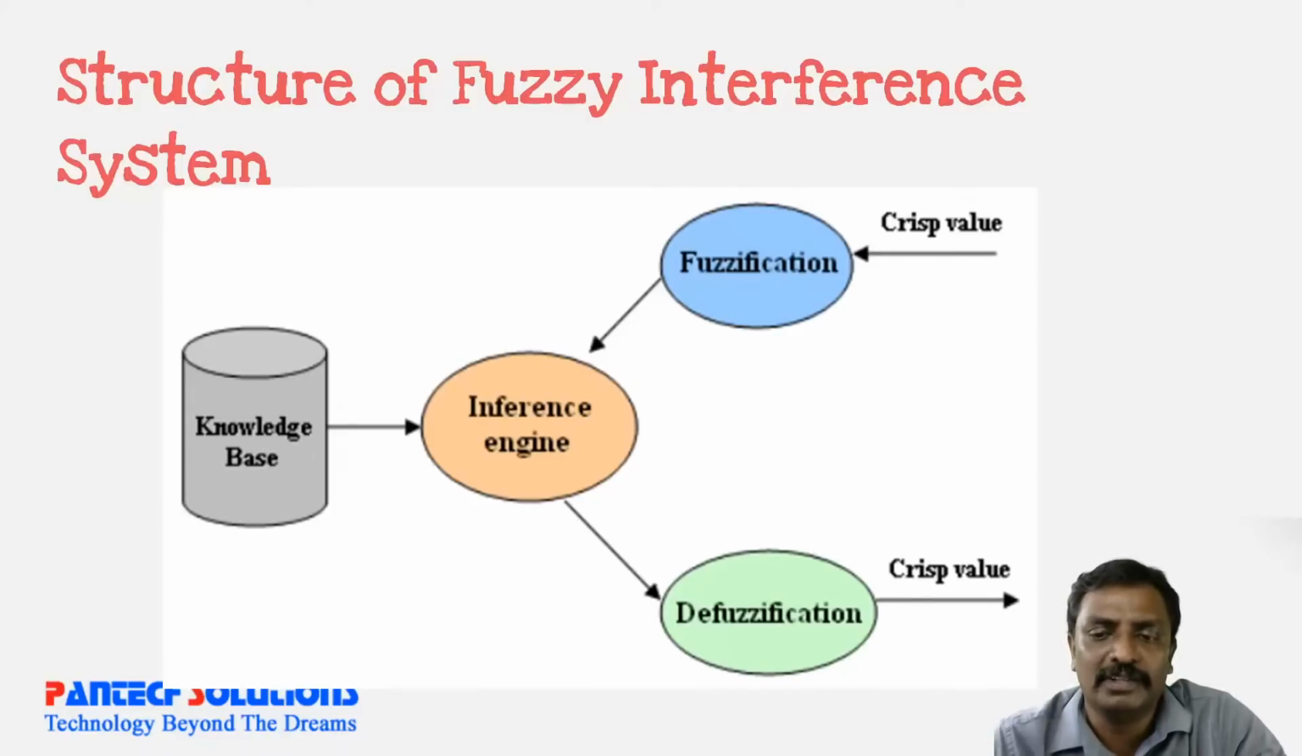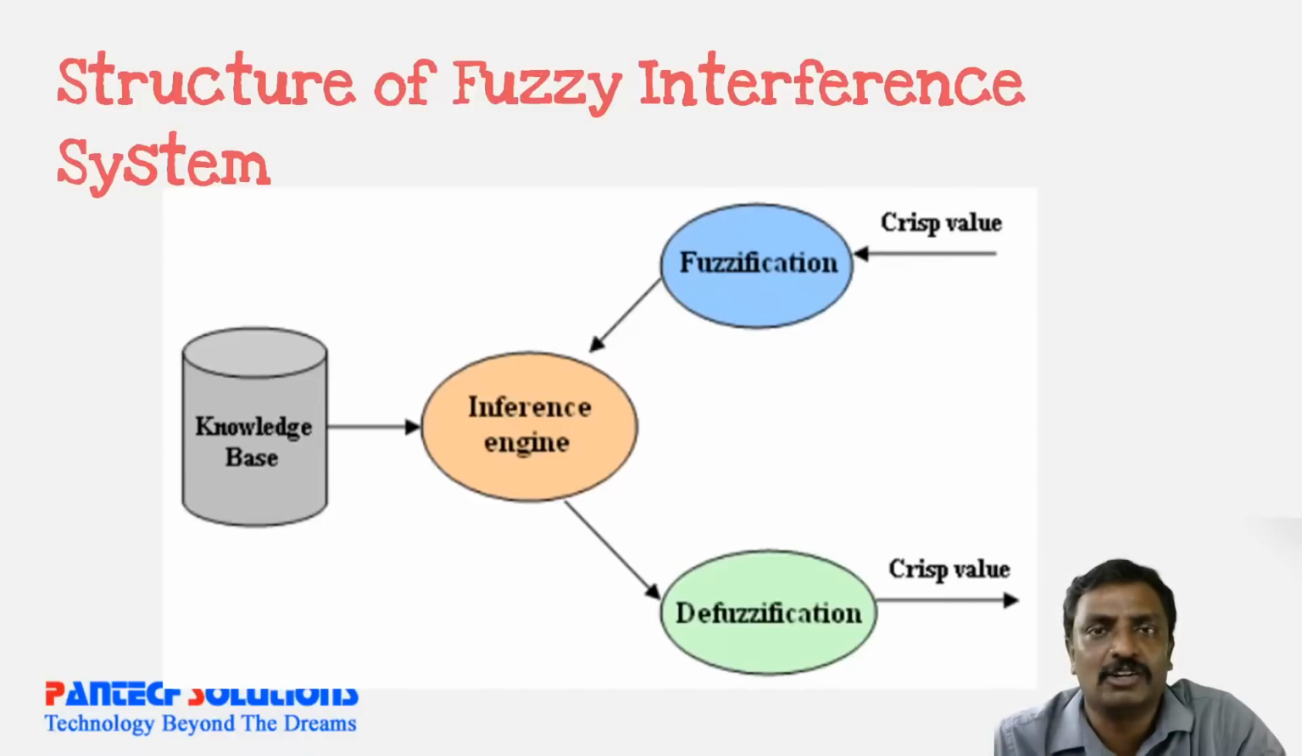Similarly, you have to define the output also, like the fan speed should be low, high or medium. So that is defuzzification. The input, categorizing the input, is called fuzzification, and the knowledge base is based on rules. You need an expert to write the rules for that.